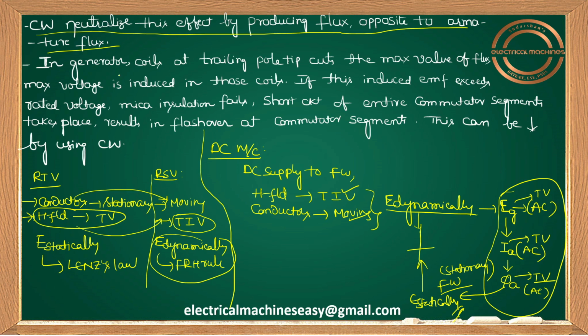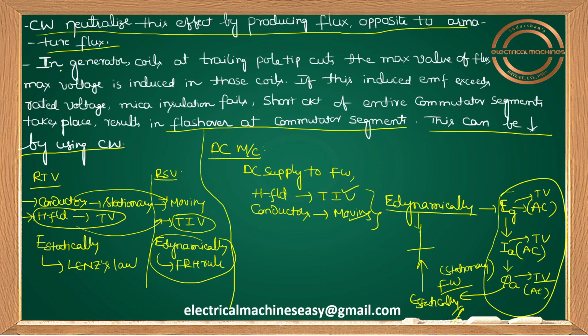Okay guys, please try to understand. So that means indirectly I can say that whatever flashover at the commutator segments I got can be reduced by using compensating winding. Is it okay for you? So this is one way of explaining. We can explain in a different way also.